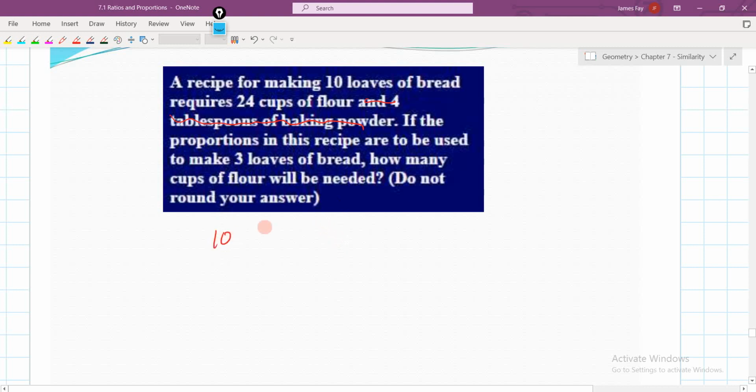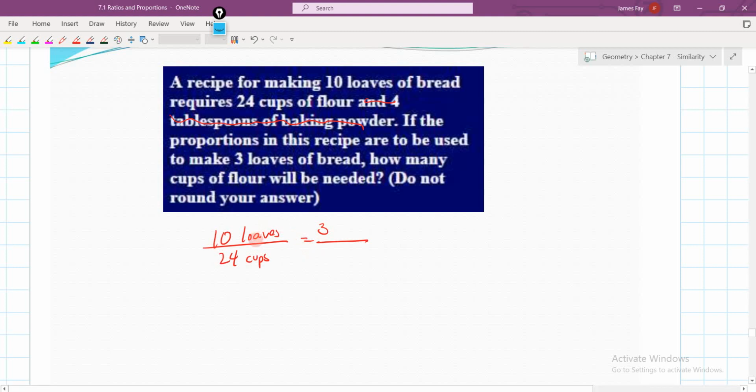10 loaves requires 24 cups of flour. Okay, so I only want to make 3 loaves. So maybe in my recipe, we've got a lot of recipes that my grandma used to make, but she used to cook for a big family. So her recipes were for a large family. If I want to make that food for maybe 2 or 3 people instead of 10 or 15 people, I've got to reduce her recipe.